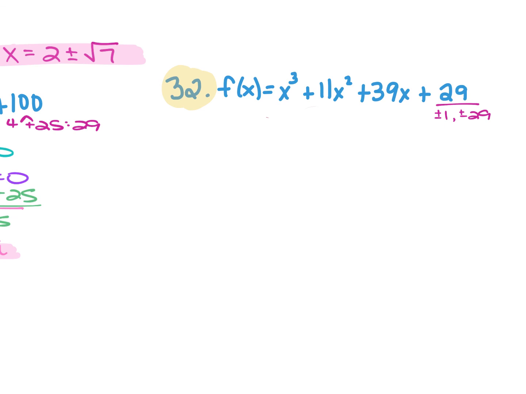If we use synthetic division, and let's say the positive 1, we're going to have the 1 in our box. On the outside, we're going to have 1, 11, 39, and 29.